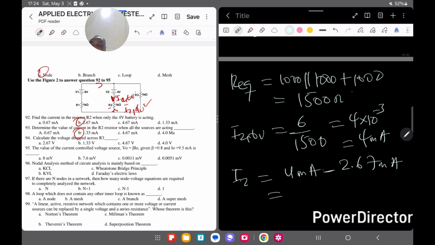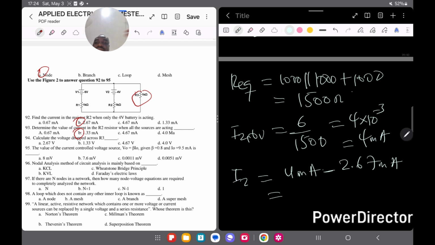Now moving to question 94. Calculate the voltage drop across R3. You are asked to calculate the voltage drop across R3. So we come to, here's our R3 here. This is our R3. We have to find the voltage drop.